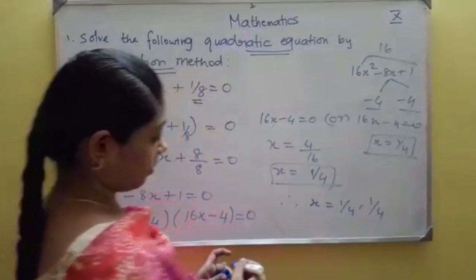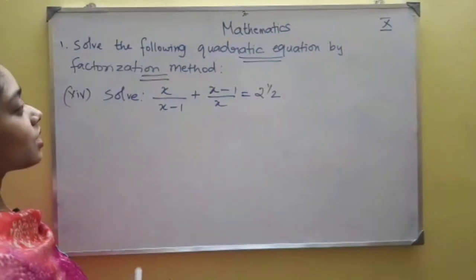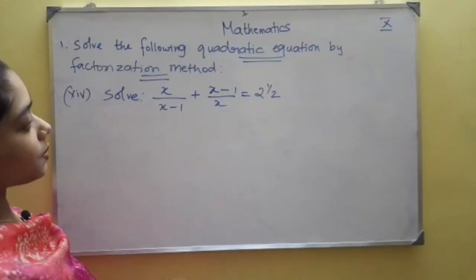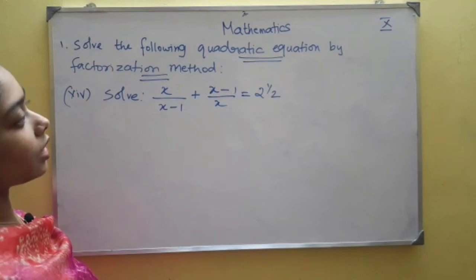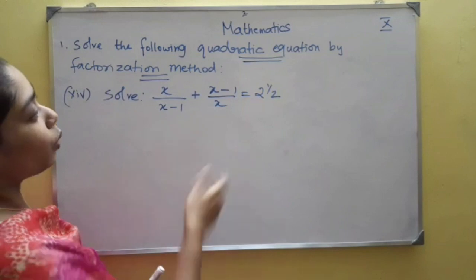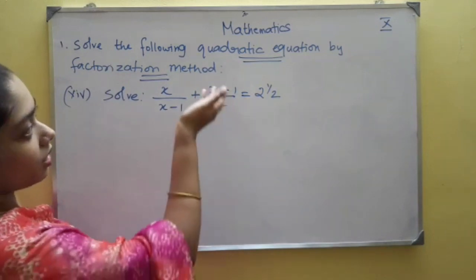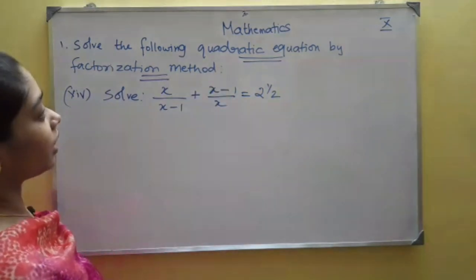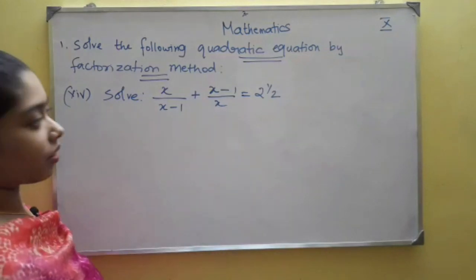Write 2 times. So this equation is given to you: x by x minus 1 plus x minus 1 by x is equal to, this is a mixed fraction, 2 times 1 by 2. So you want to rewrite this given equation in the quadratic equation way, then you can do the factorization.